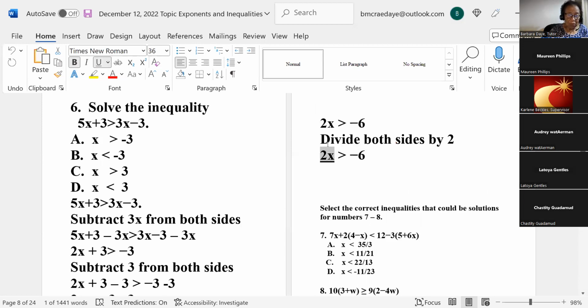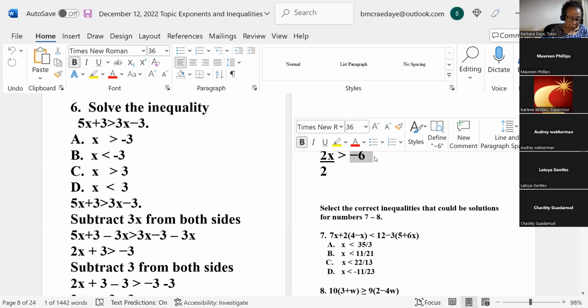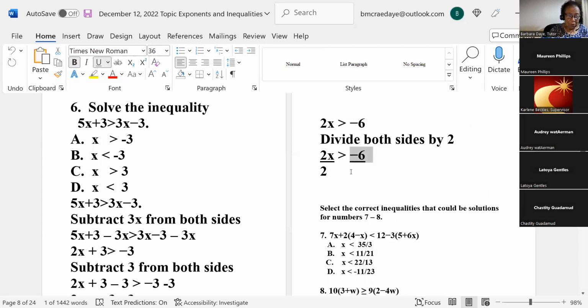What we just said, you divide both sides by 2. So we have a 2 here, 2x, and then divide the -6 by 2. And we put a 2 here. Okay, Audrey, what do I have on the left side once I do that division?